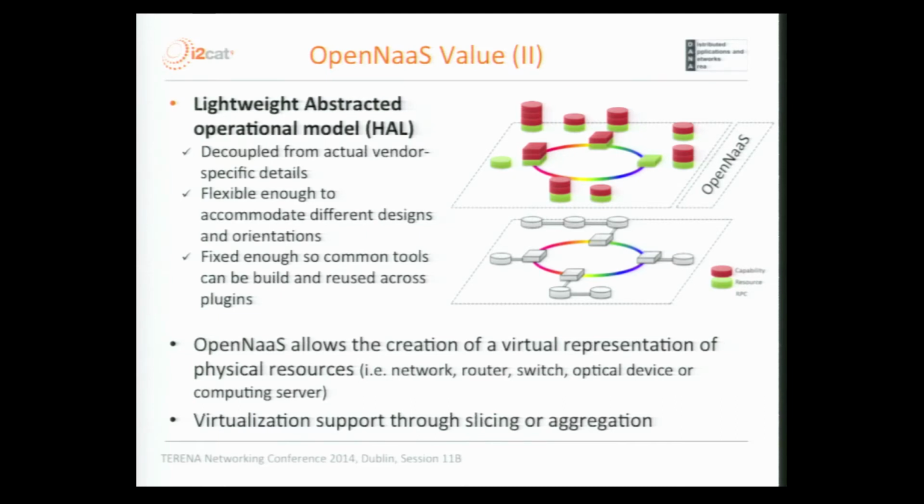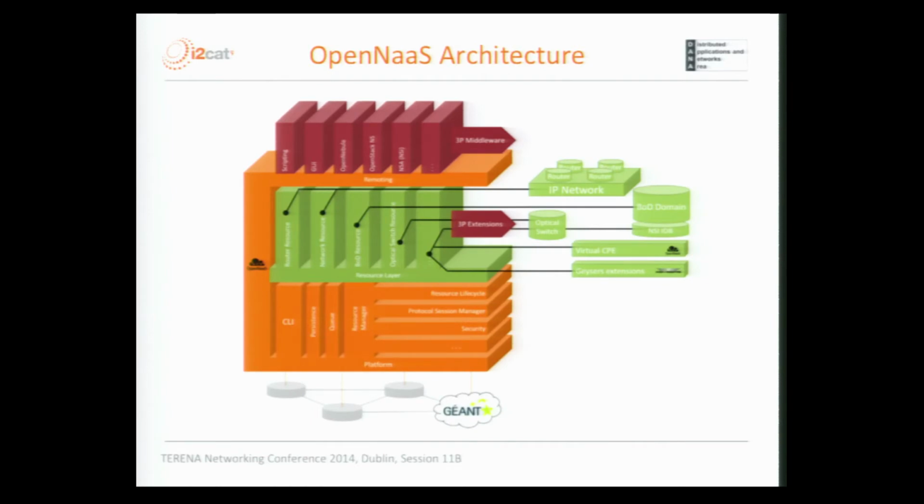It allows the creation of virtual representations of physical resources and also virtualization through slicing or even aggregation. When we say that we are building a whole IP network, for example, or a whole network as a resource, we are providing this virtualization through aggregation, right? This is the architecture, and again, I'm pretty sure that you have seen this picture in several presentations. It's a layered architecture.